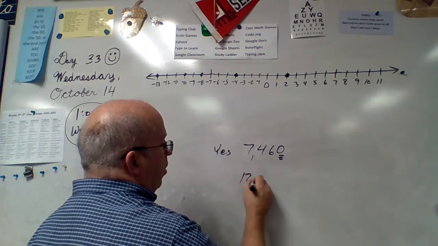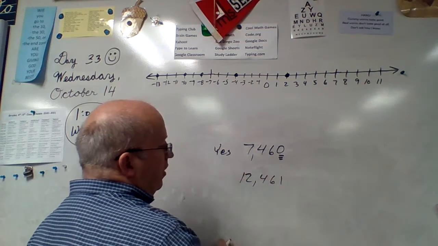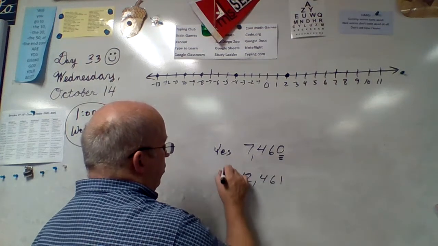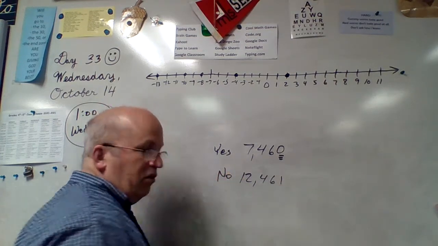What about this number, 12,461? Is that divisible by 5? The answer is no. It doesn't end in a 0 or a 5.